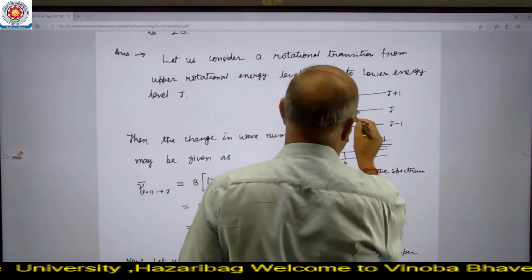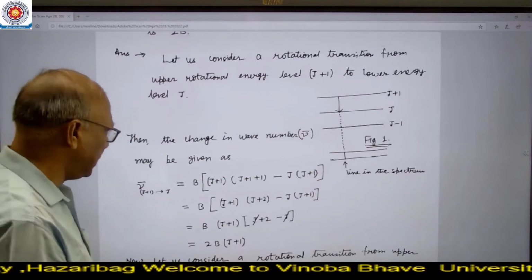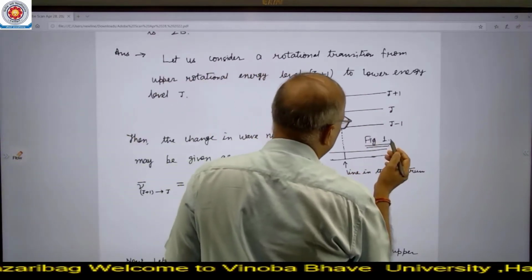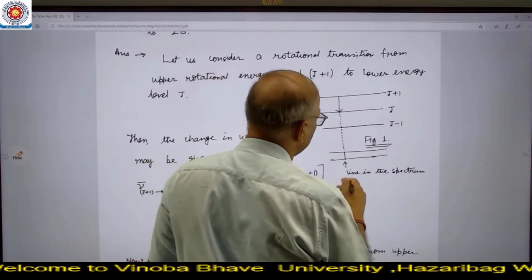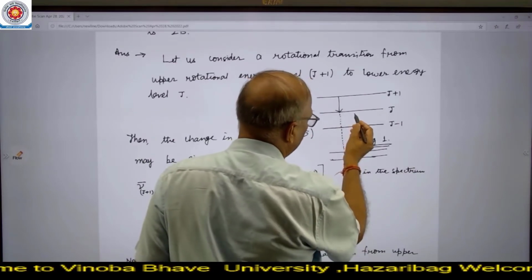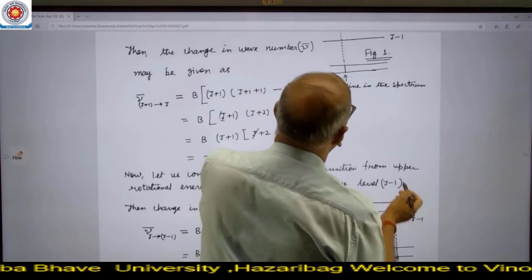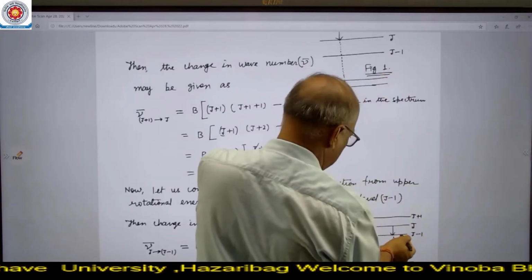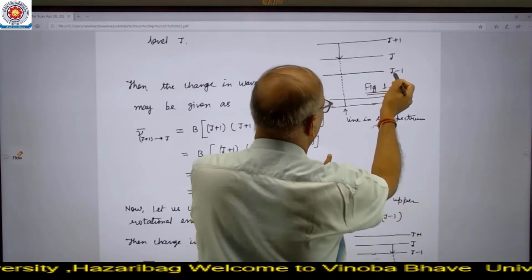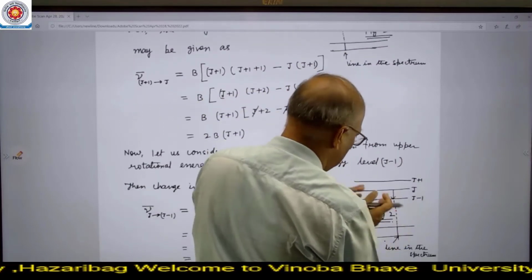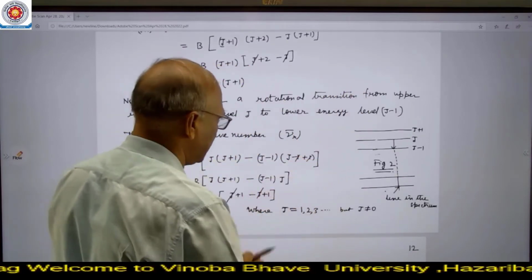In this case we have taken the transition J plus 1 to J. Now, if we want to take another transition just at the side of the previous one, then we have to show the transition J to J minus 1. Here one transition is J plus 1 to J, and the other is J to J minus 1, and these two transitions are adjacent to each other, just side by side. Now we calculate what the expression will be in this case.